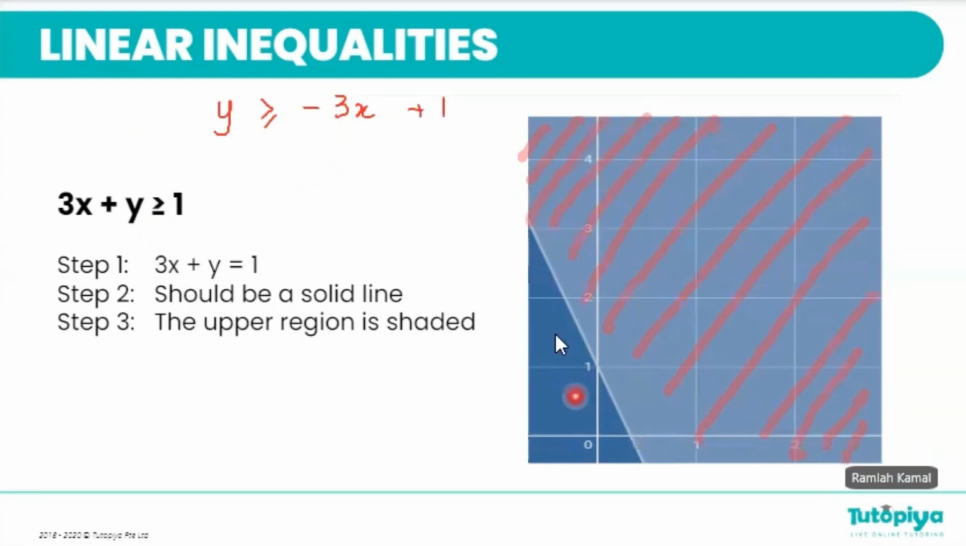So we would not be taking the values below the line, we would be choosing the values that are above the line, because those are the values that would be greater than negative 3x plus 1. And there we go. That is how we would plot a linear inequality on a coordinate grid.